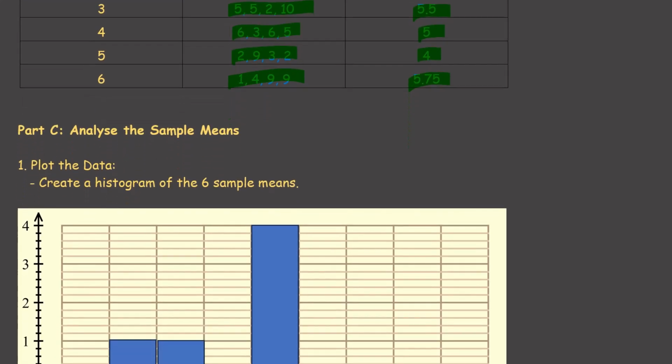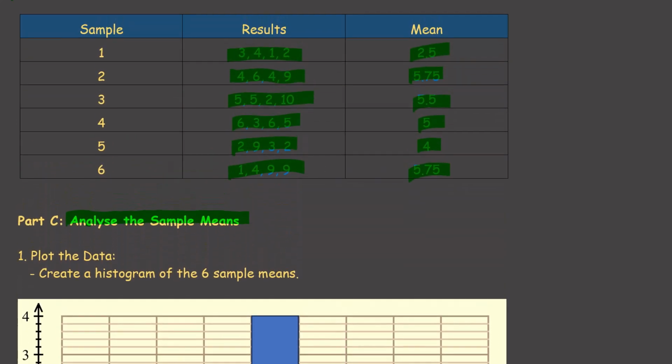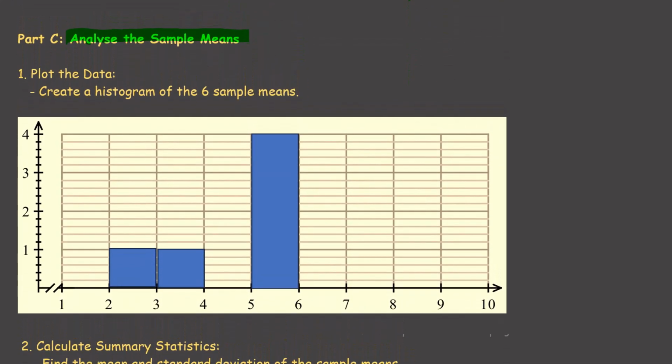And then we've got to analyze the sample means. So I've got a histogram for the data that we had up here, and we can see that it doesn't look very much like the original distribution, which would have been uniform, and it has moved more towards the middle. But obviously with a sample of 6 you're not going to see much.